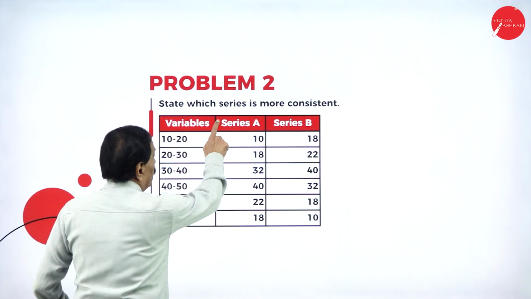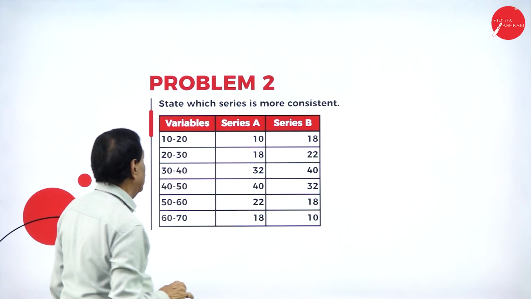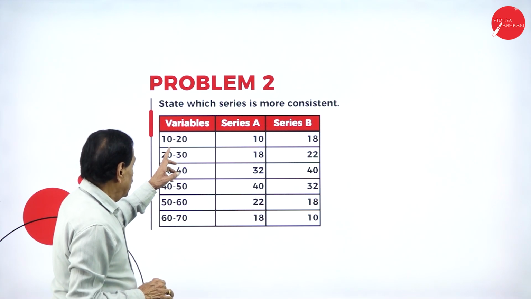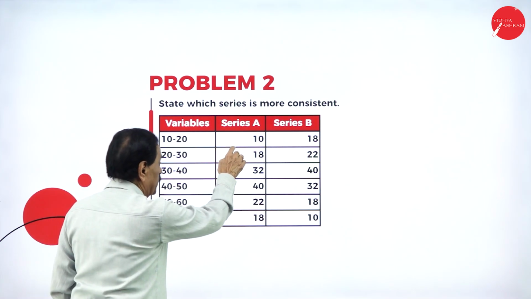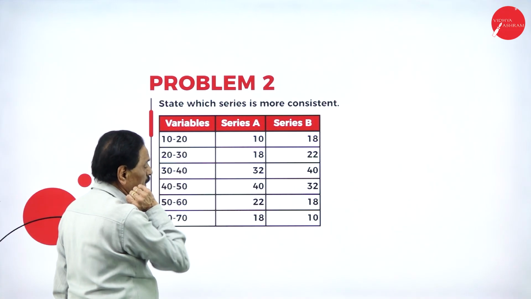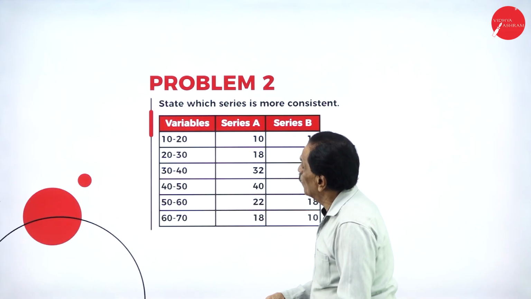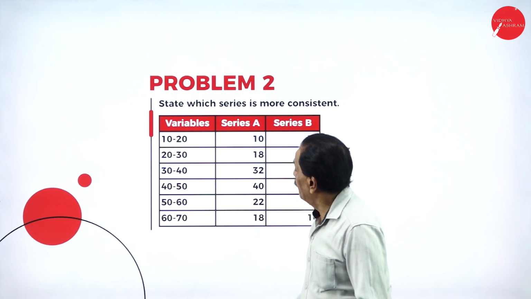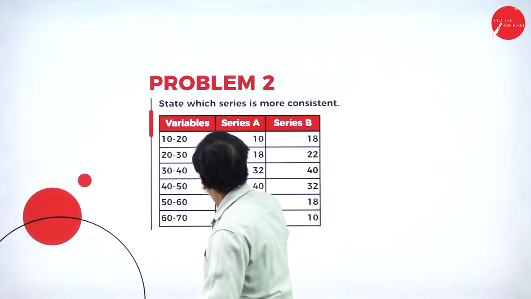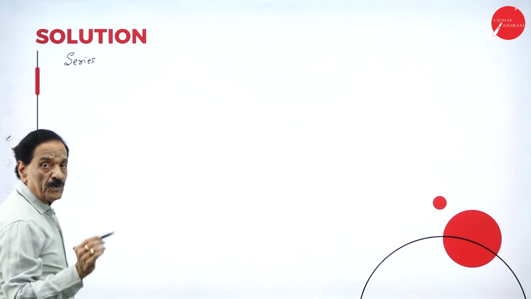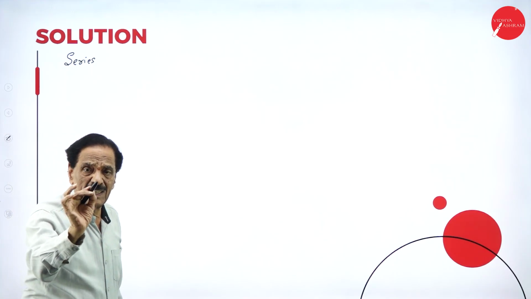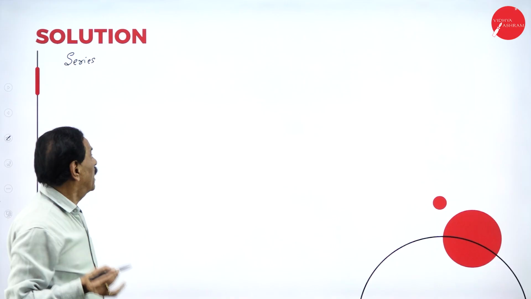State which series is more consistent. The variables are given for series A and series B. First we have to do series A, then series B. I will go one by one, starting with series A. What is coefficient of variation? Standard deviation divided by mean into 100.